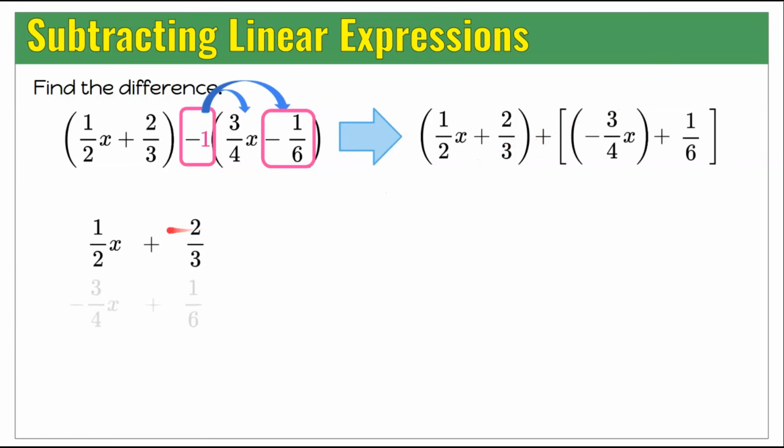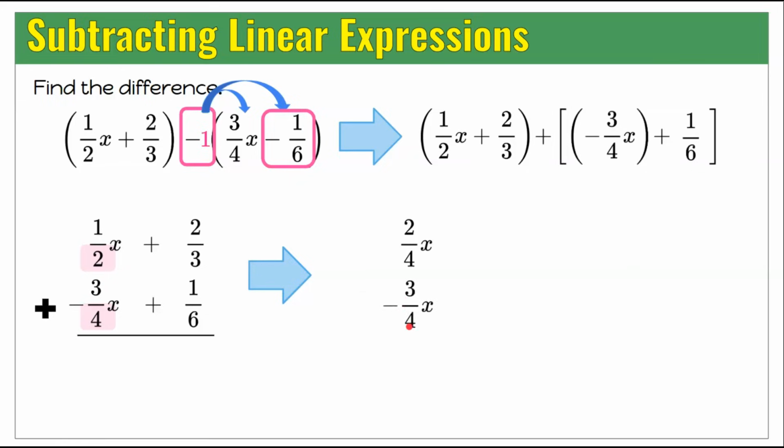Now we're going to stack our terms, 1/2 x and 2/3, -3/4 x and 1/6. So I can see I have my variable terms, but I can't add them because they don't have the same denominator. I need a common denominator. So I can see I have 2 and 4. My common denominator here would be 4. So I'm going to multiply the numerator and the denominator of this fraction both by 2 to get a common denominator of 4. So that would give me 2/4. So when I do that, I get 2/4 x over -3/4 x.